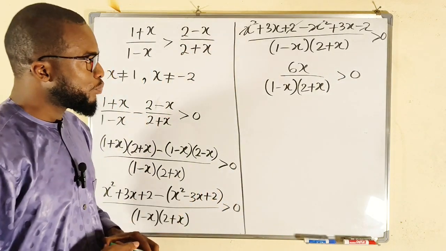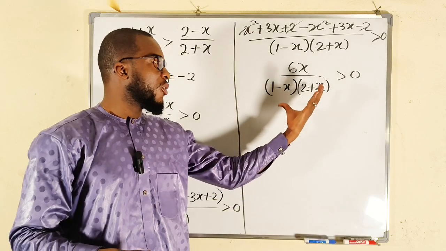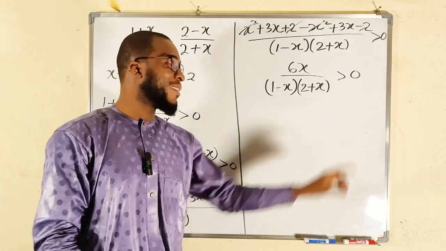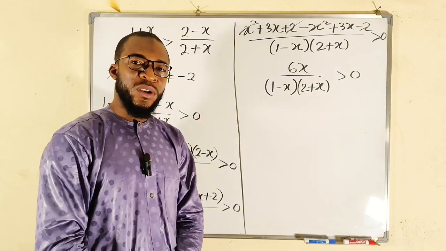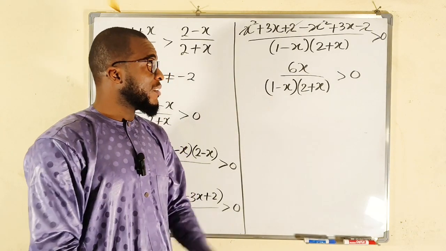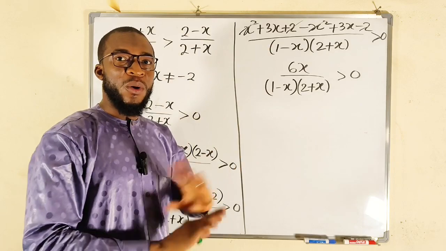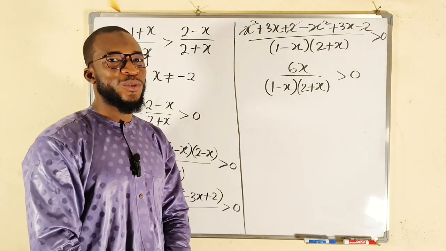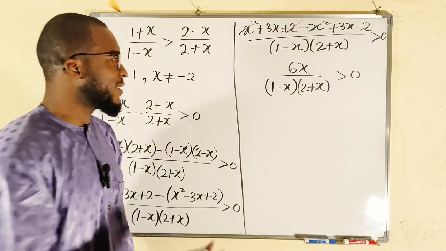What does this mean? It means that the whole of what is on the left hand side is a positive value because it is greater than 0. So on what condition will this be true? It's either if the top and the bottom are all positive, or the top is negative and the bottom is also negative. So let me write the two conditions.